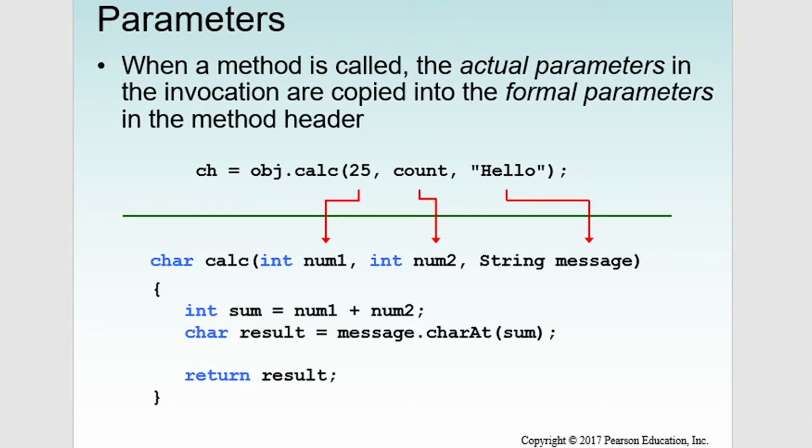Parameters. When a method is called, the actual parameters in the invocation are copied into the formal parameters in the method header. So here is the line where the method is actually invoked. You can see they're passing in a 25, a variable called count, and a string. Those values are copied into the formal parameters. So here's the parameter list of the method, and those values will be used within the method body.